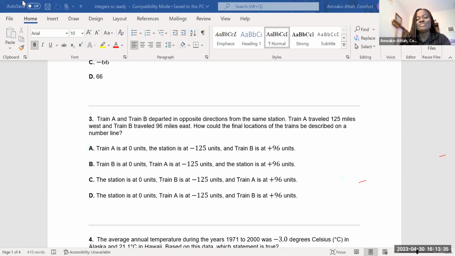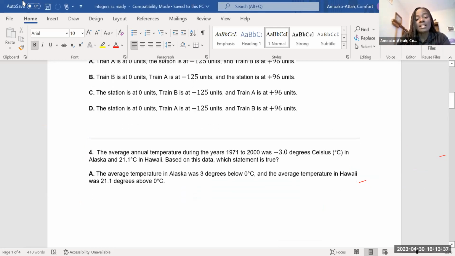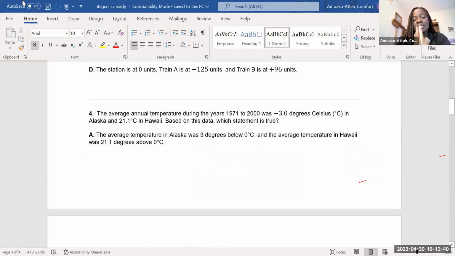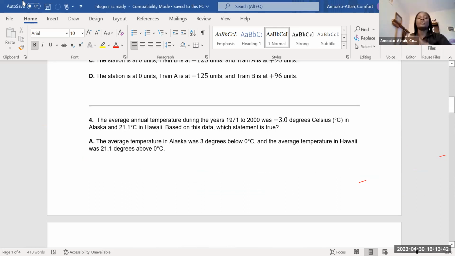Okay, let's move on, guys. Let's see the fourth question. The average annual temperature during the years 1971 to 2000 was negative 3.0 degrees Celsius in Alaska and 21.1 degrees Celsius in Hawaii. Based on this data, which statement is true?